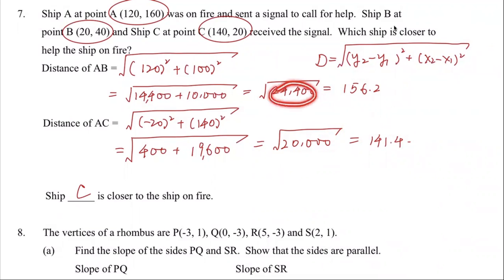So whatever the square root gives us, it's the same. If this number is bigger than this number, then the square root of this number is definitely bigger than the square root of this number. So we know that 24,400 is bigger than 20,000. So the square root of 24,400 is definitely bigger than the square root of 20,000. Even if we don't have a calculator, even if we don't know these two numbers, we should know that this number is bigger than this number. So AC is shorter than AB, which means C is closer to the shape on fire.